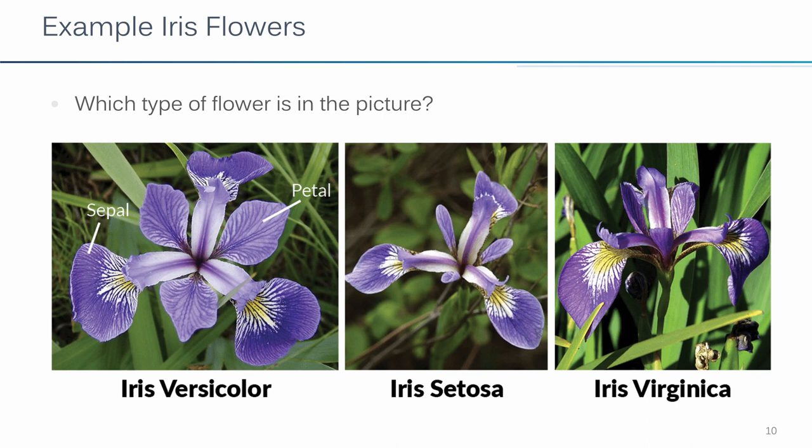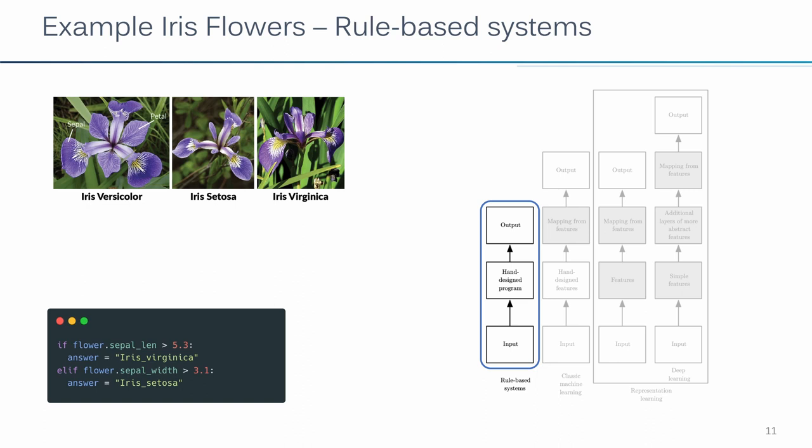So if we look at rule-based systems, so that's classical programming, everything we've done before in the lecture, we would come up with a script and we would maybe ask experts, or we would come up with some observation to think, okay, whenever the sepal length is larger than 5.3 centimeters, then it's a virginica. If the sepal width is larger than 3.1, it's a setosa, and so on. So we would come with all these rules. We would forward the measurements, and then we would get the answer. And that's, as you can see already, a bit limited, because there might be some variations in these measurements.